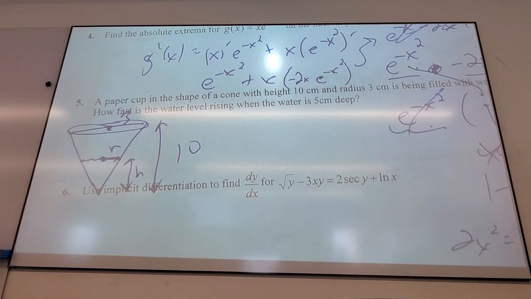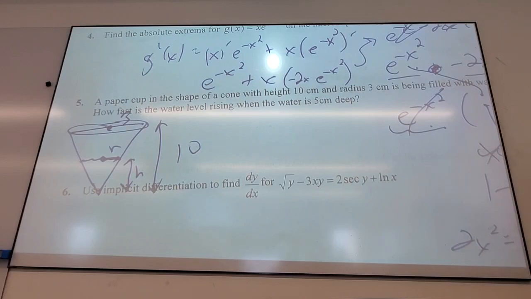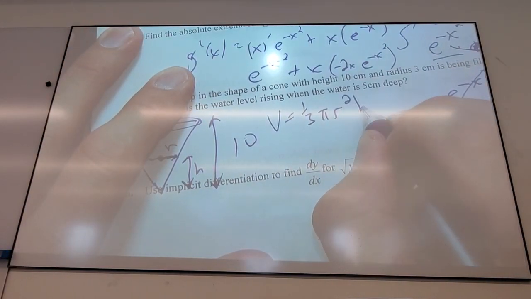Now, I didn't put it on this paper because I've given it to you before, but if I give you this problem in the test, I will give you the formula, yes? But does anyone know the volume of a cone formula? One third? Yes. One third pi r squared h.